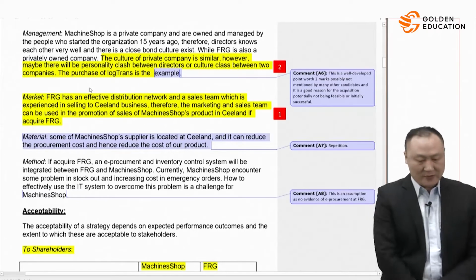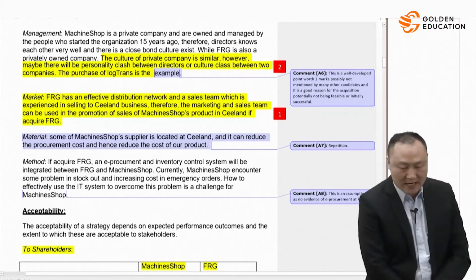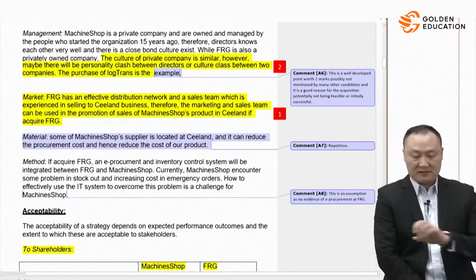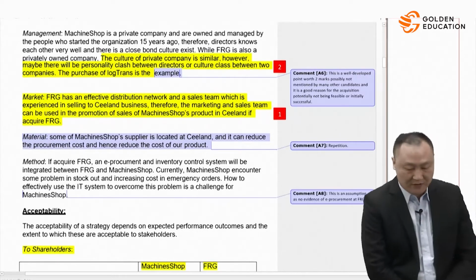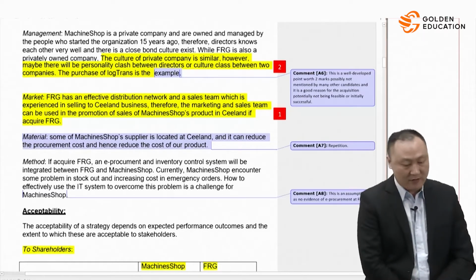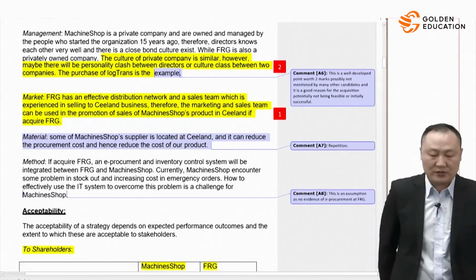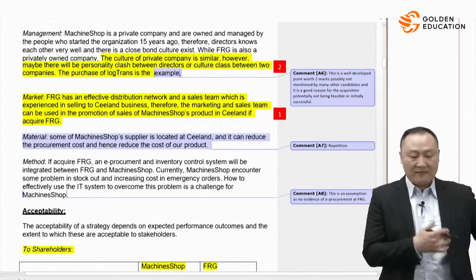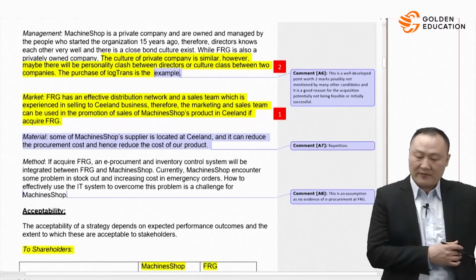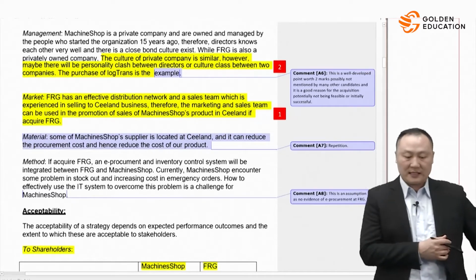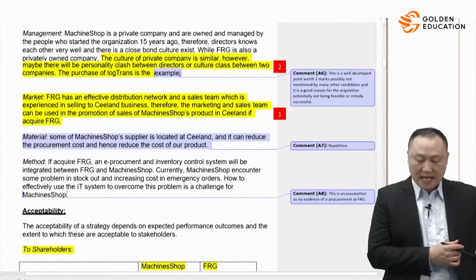Management. Machine Shop is a private company and is owned and managed by the people who started the organization 15 years ago. Of course, yeah, this is the answer from the script, simply photocopied. Therefore, the directors know each other very well, and a close-bond culture exists. While FRG is also a privately owned company, the culture of a private company is similar. However, maybe there will be a personality clash between the directors or a culture clash.